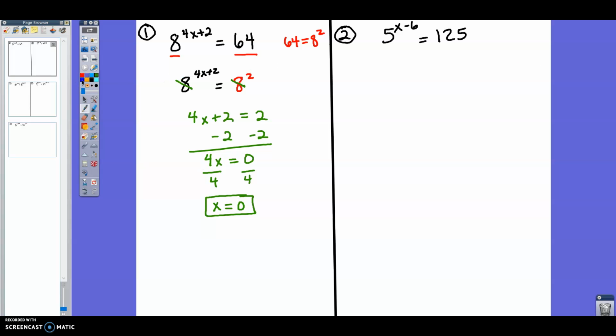Okay, so same thing here. We have 5 raised to the x minus 6 equals 125, so we do want to change the 125 in this case. So we want to see 5 raised to what power gives us 125. So 5 squared would be 25, and if we multiply that by another 5, that would be 125, so it would be 5 to the third. So what I'm going to do is I'm going to rewrite this 125 as 5 to the third, and we'll keep the other side the same since it's already got a base of 5.